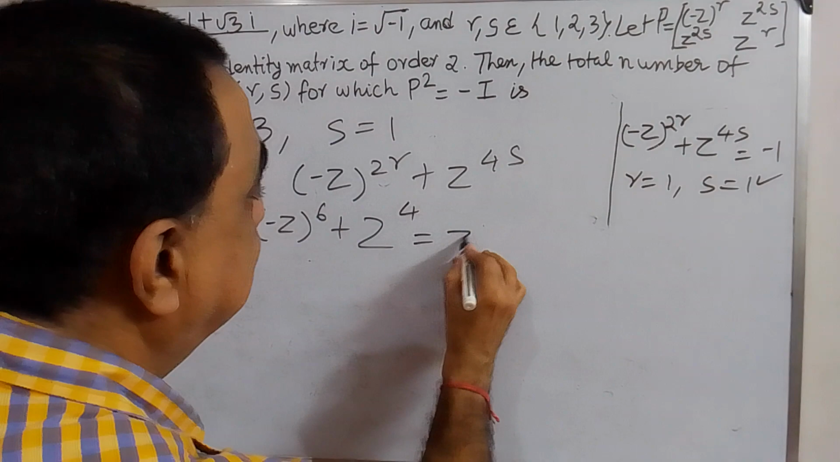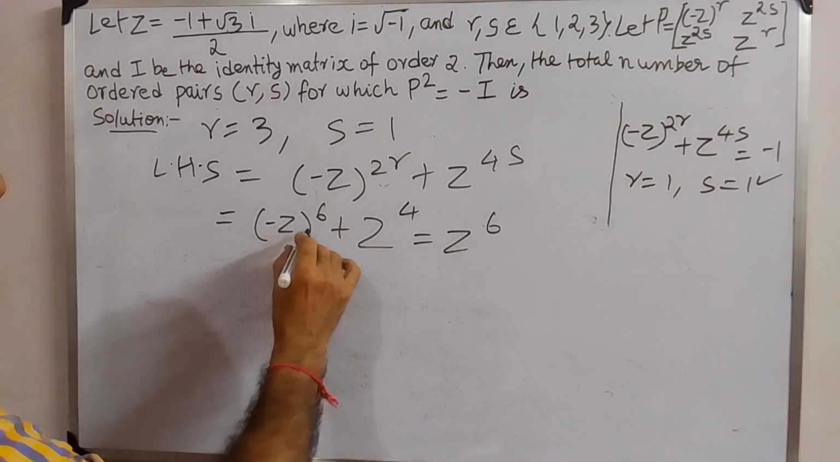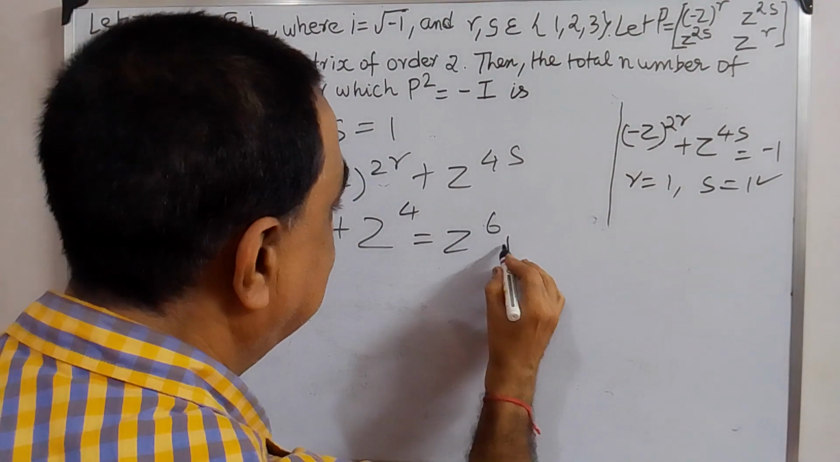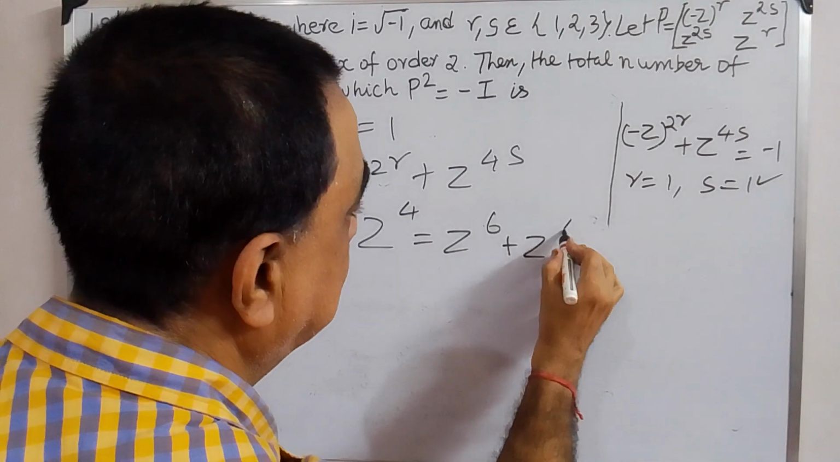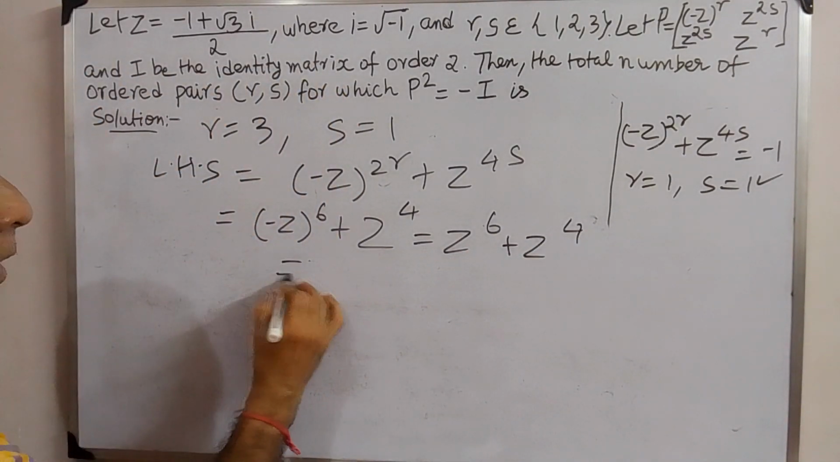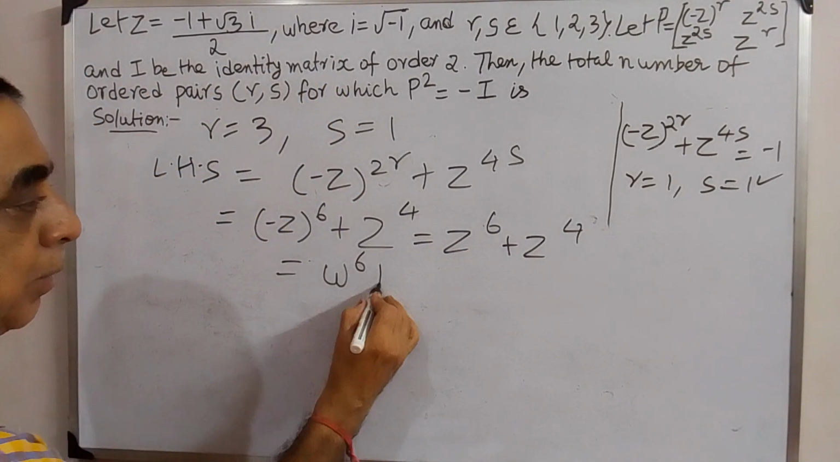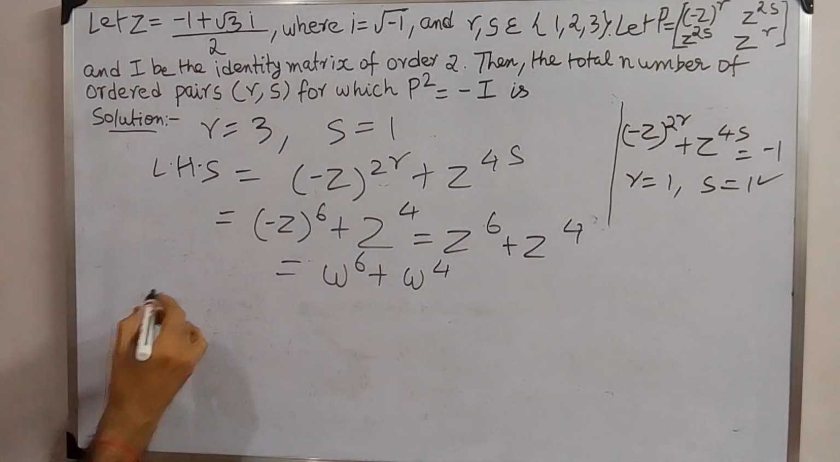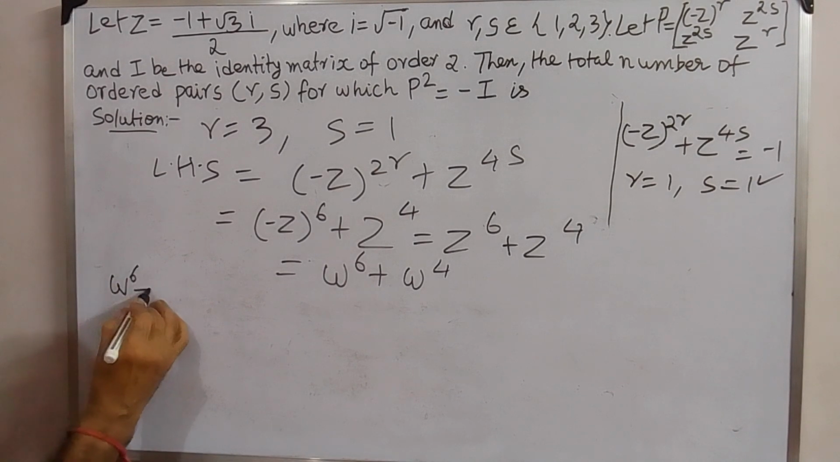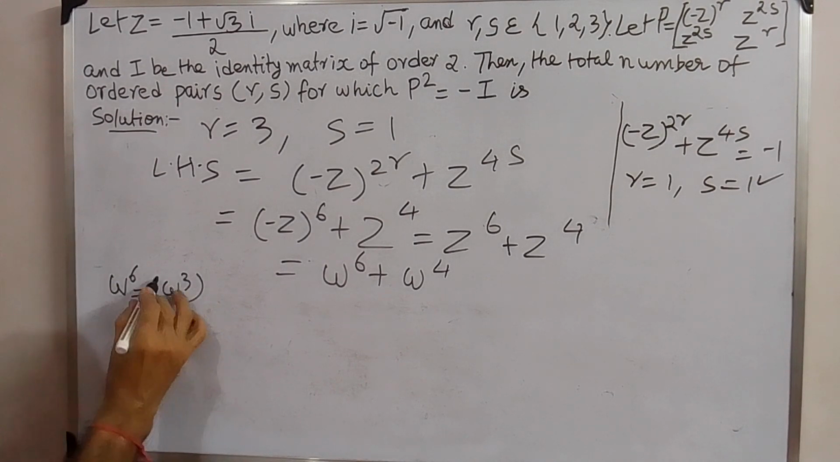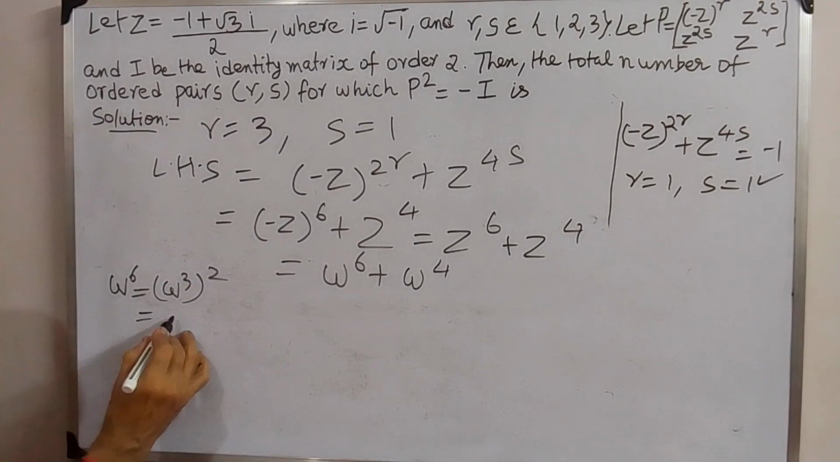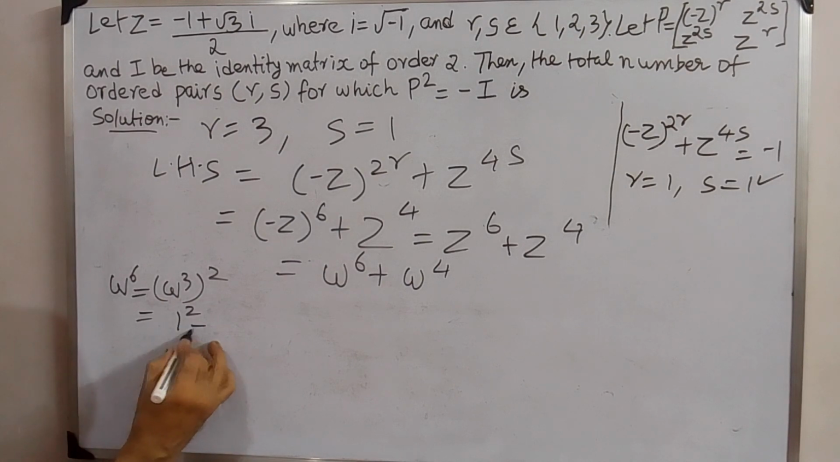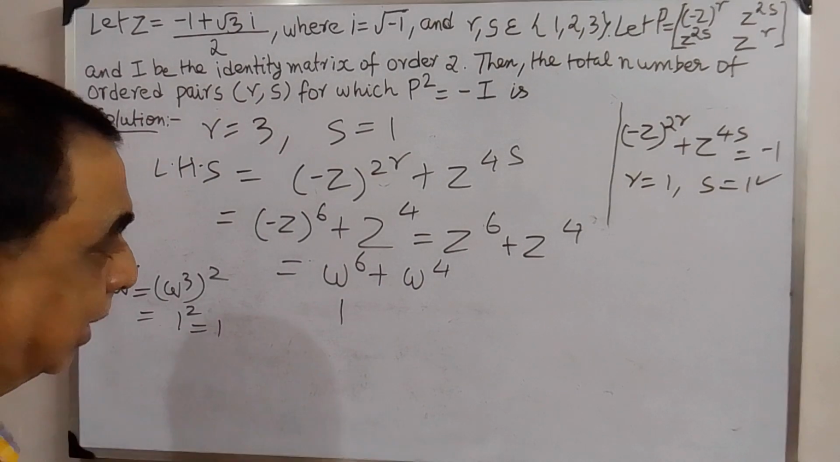So this becomes z to the power 6, since minus to the power of an even number will be plus, and this will become z to the power 4, and z is what? Omega. So this becomes omega to the power 6 and omega to the power 4. Omega to the power 6 is omega cube whole squared, and omega cube value is 1. So 1 whole squared is 1. So this value becomes 1.